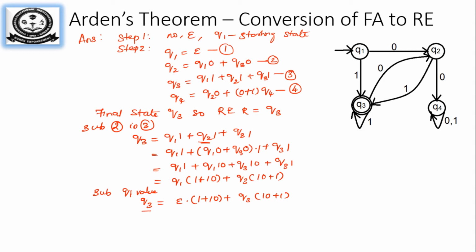So now you can see this is R. This entire term is Q. This is R and this is P in the form of Arden's theorem. So I can write this term as QP star. So you will write it as first the Q term, 1 plus 10, and P star is 10 plus 1 star. So this is your final equation. So R into R star can again be reduced to R star. So your final expression is 1 plus 10 the star. So this is your final expression for the given finite automata.